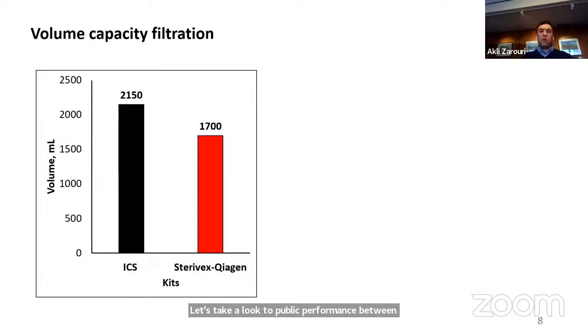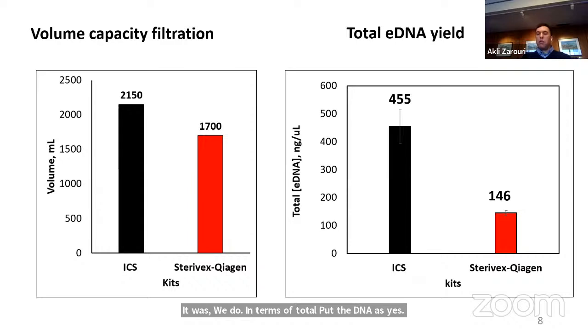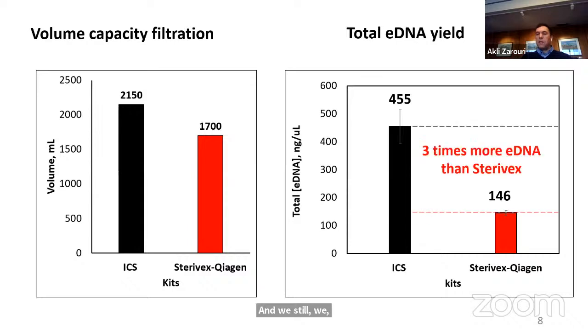Here we compare the volume capacity of filtration. As one can see here, for the ICS kit, we easily reached 2,150 milliliters, and with the Stevex Qiagen kit, we hardly reached 1,700 milliliters. In terms of total DNA, with ICS we harvested 455 nanograms per microliter, and with Stevex Qiagen we harvested 146 nanograms. So ICS harvested 3 times more eDNA than Stevex.